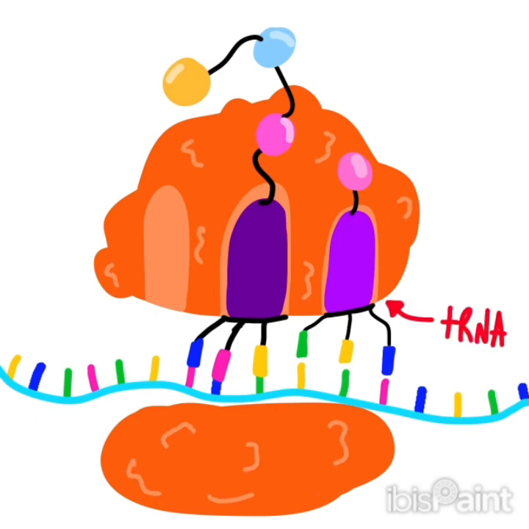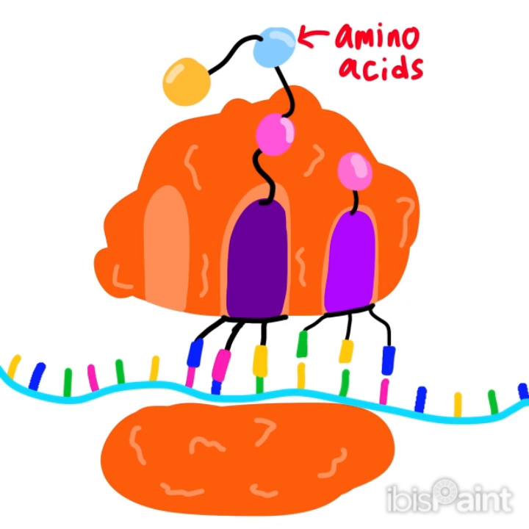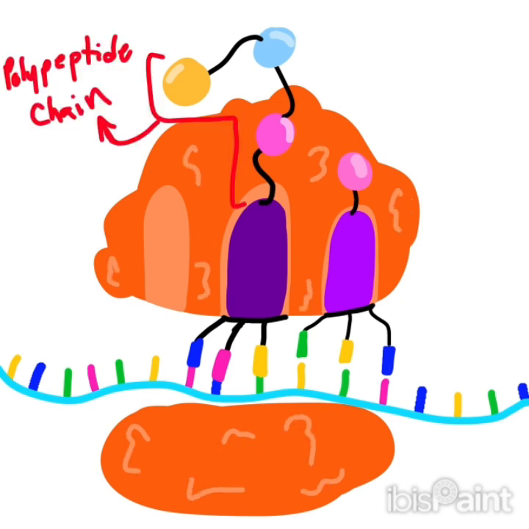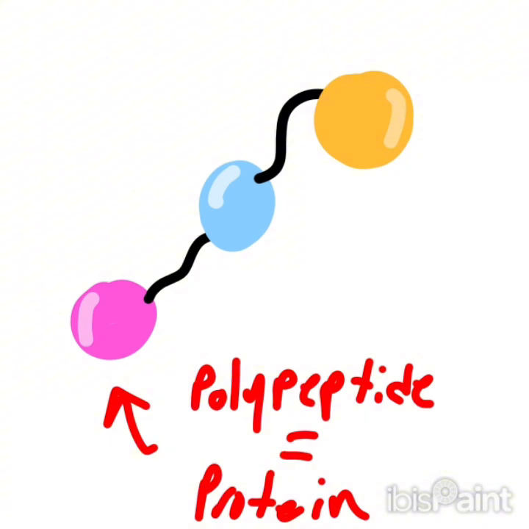The transfer RNA brings matching amino acids to the messenger RNA to help synthesize the proteins depending on the codon it's reading. Amino acids are the building blocks for proteins, and when many are chained together, they create a polypeptide chain. Polypeptides are essentially just proteins.